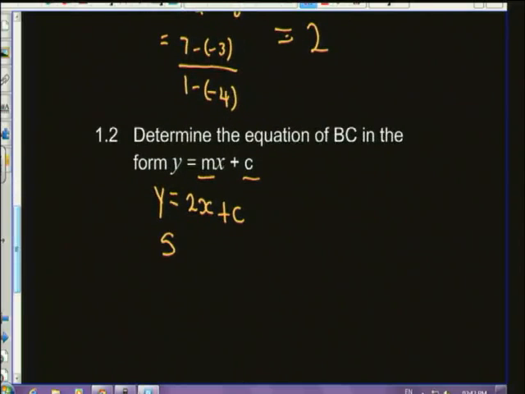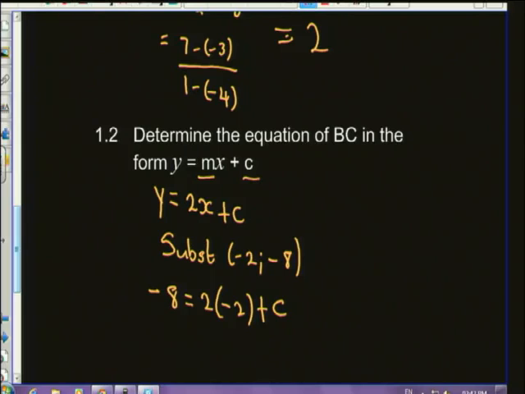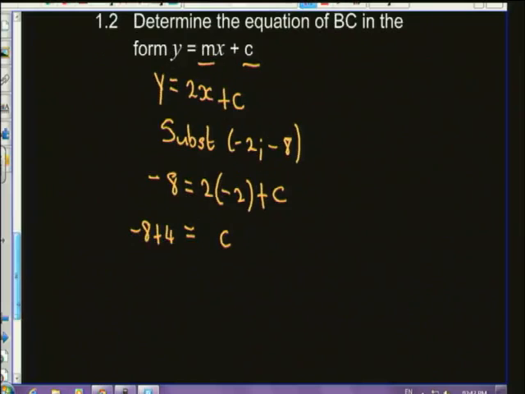So let's substitute -2, -8 into this equation and solve for c. That means that -8 is equal to 2 multiplied by -2 plus c. So on the right-hand side that will give me -4. It means that my c will be equal to -8 plus 4. Therefore, my c is equal to -4. So I've got my c value.